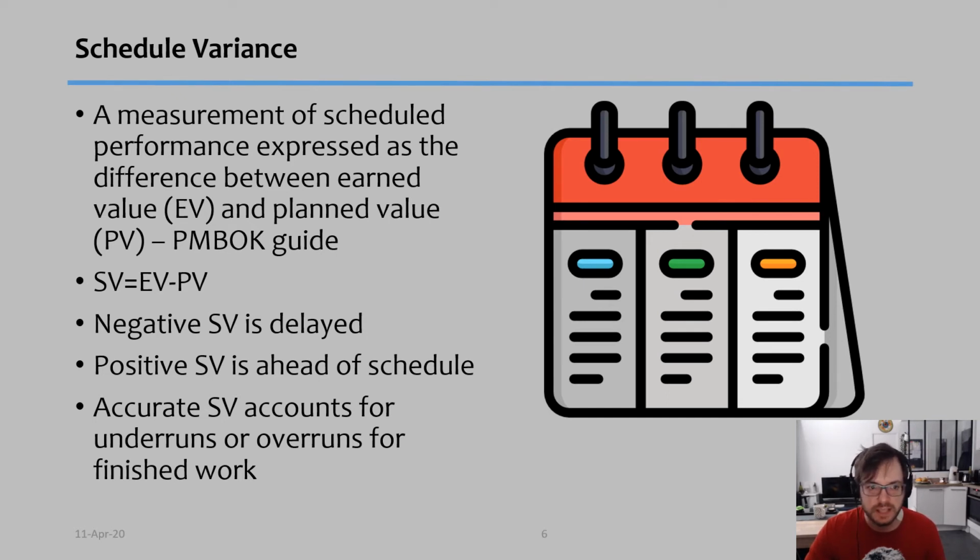is a measure of schedule performance expressed as the difference between the earned value, or EV, and the planned value, or PV. So the schedule variance will be earned value minus the planned value. So what will happen if you have a negative schedule variance? That means that you are delayed on the project. If you have a positive schedule variance, it means that you are ahead of schedule, and in other words, that's good.